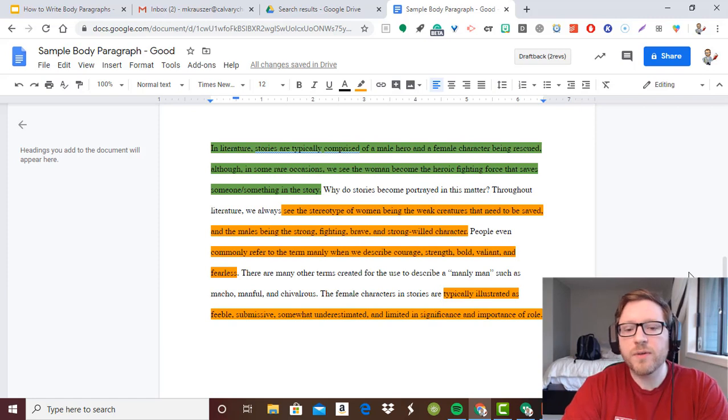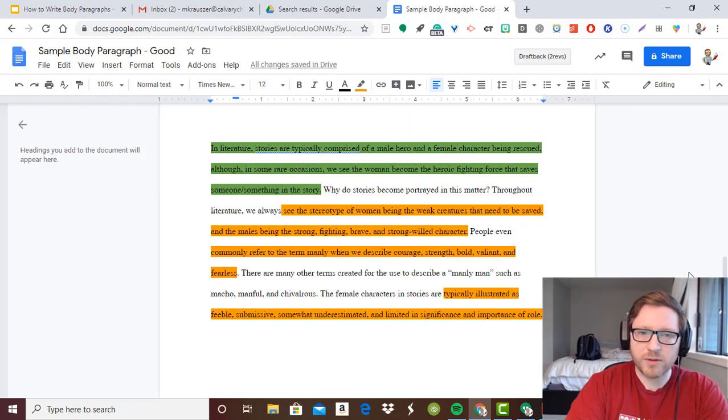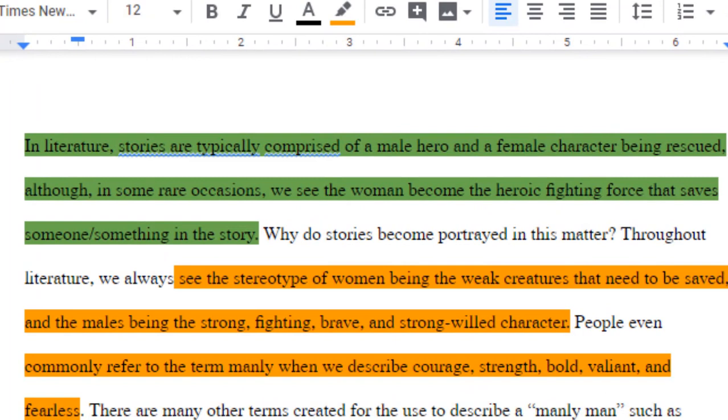So here you see a few things. Now, they do have a topic sentence, but I colored this one in a darker green to show you that there are some issues. He says, "In literature, stories are typically comprised of a male hero and a female character being rescued, although in some rare occasions, we see the woman become the heroic fighting force that saves someone/something in the story." It's very wordy, it's a little confusing, there are some grammatical issues which Google itself is trying to alert the student to, to say you should fix right around here.